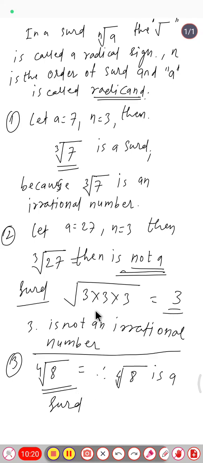Because we didn't get the factors like this, we didn't get the rational number at the end. Understand?